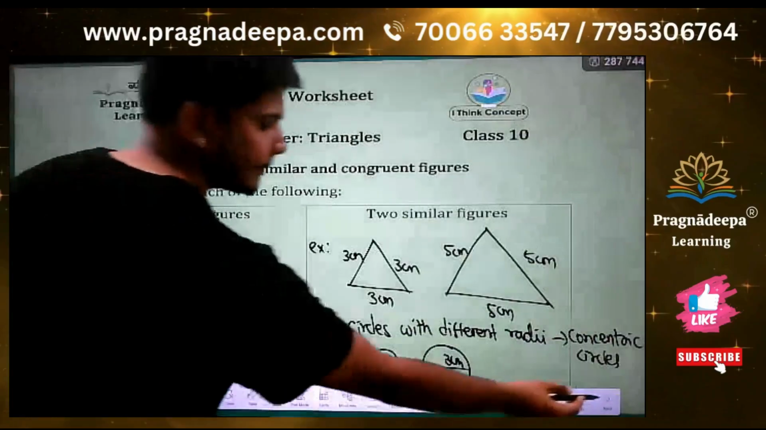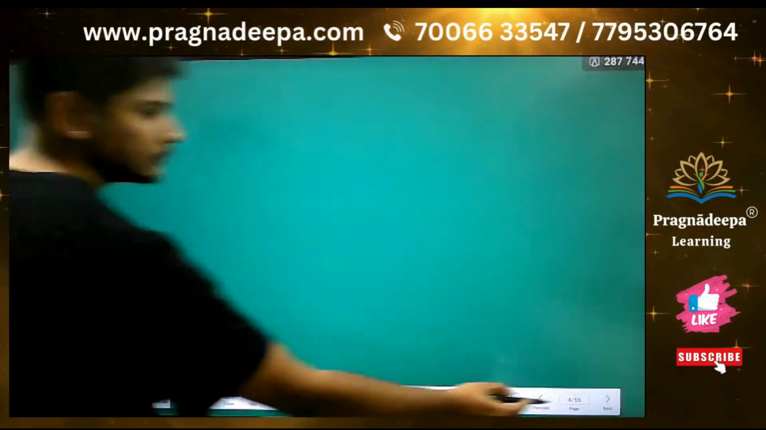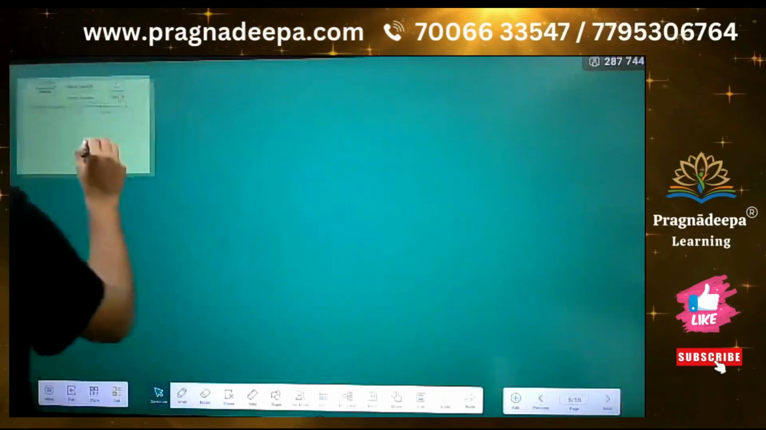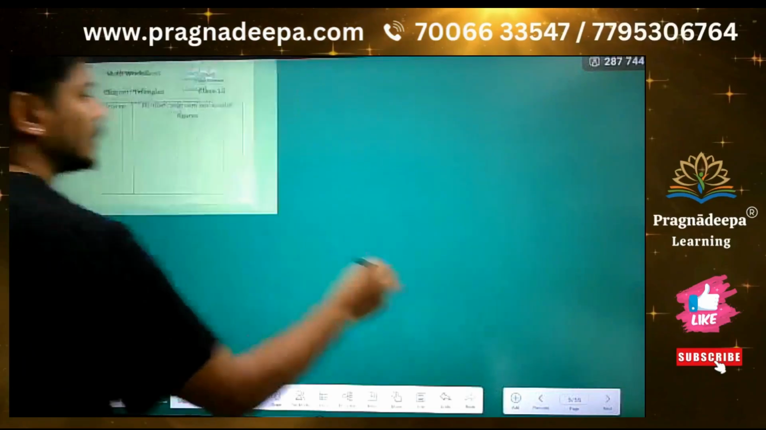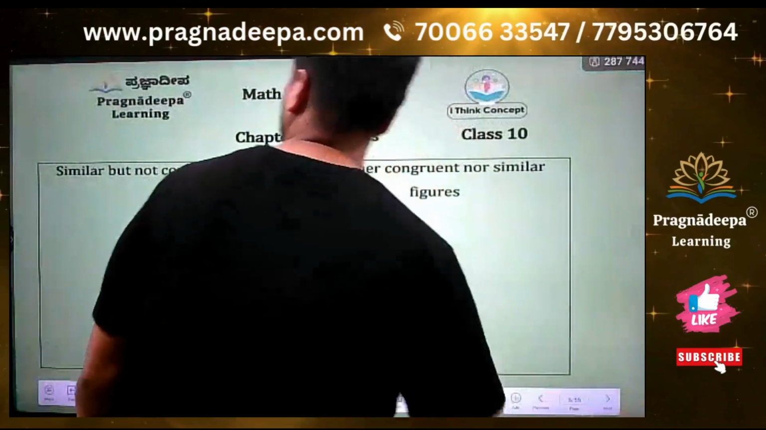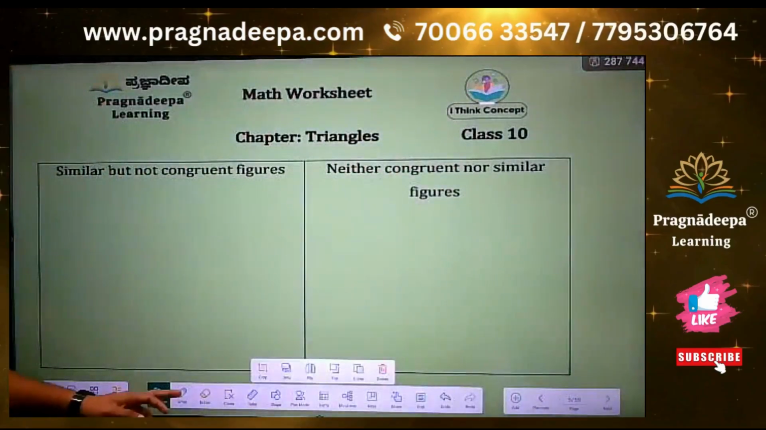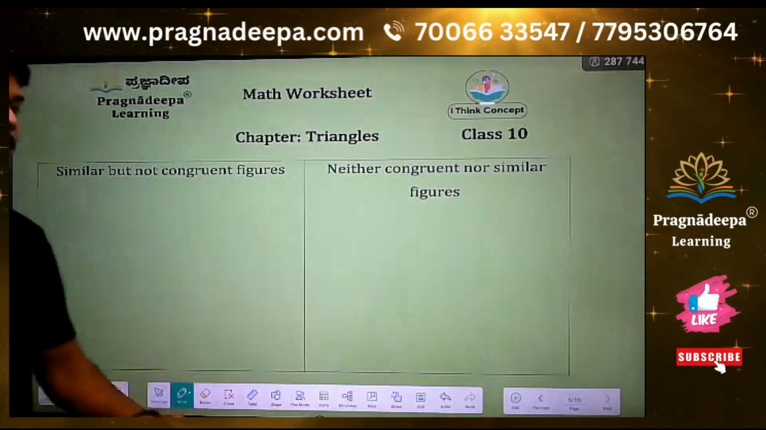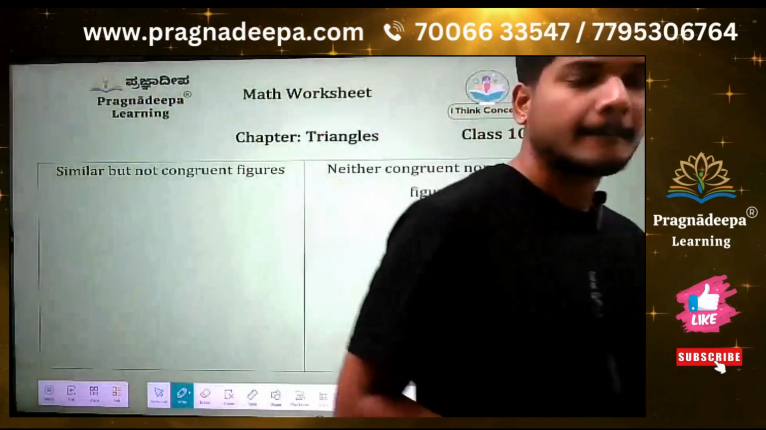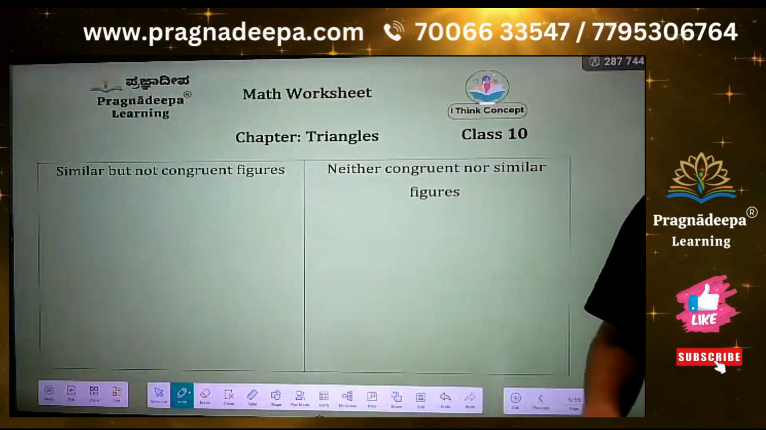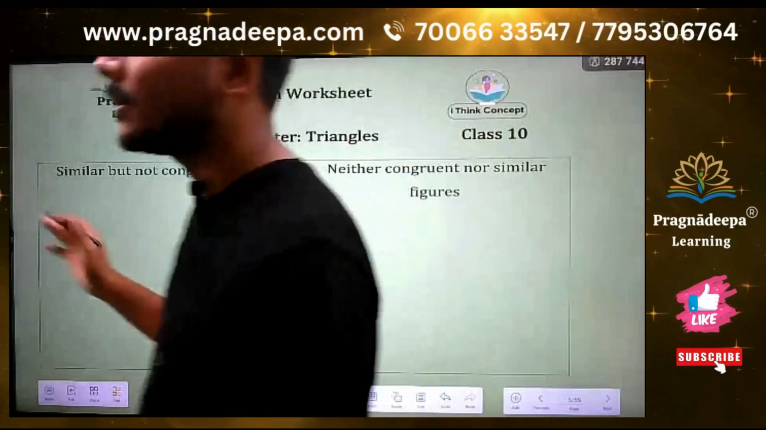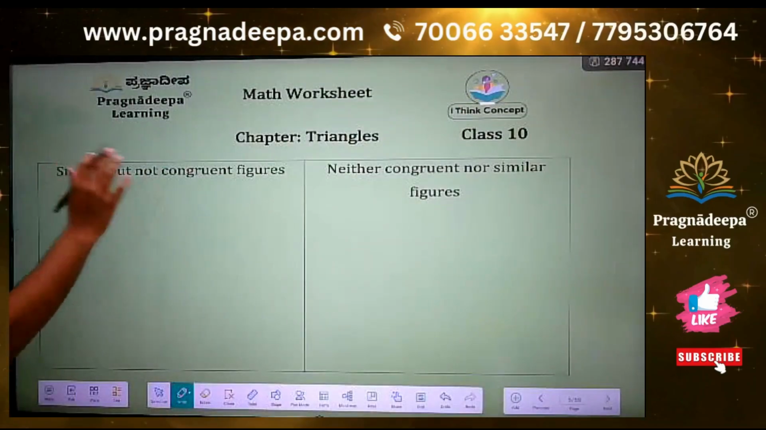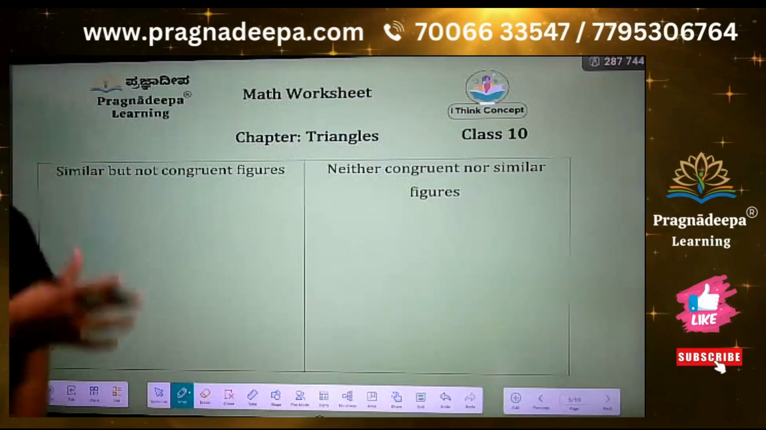Next one. Similar but not congruent. So all similar figures are not congruent, right? All congruent figures are similar. So similar figures need not be congruent.